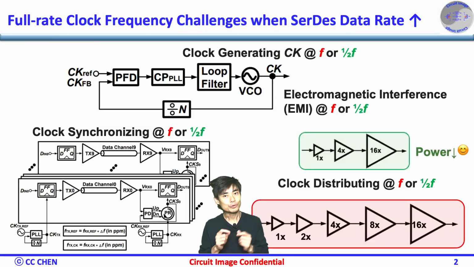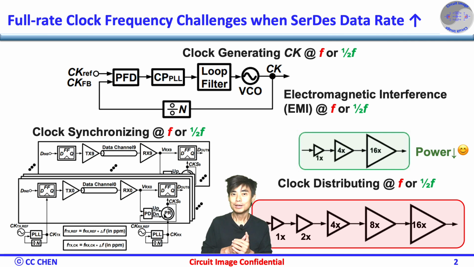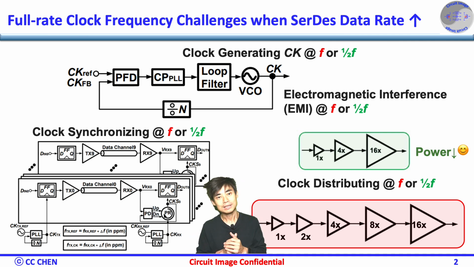First, before talking about the half-rate CDR, let's review a full-rate clock frequency challenge when the serial data rate keeps increasing to very high data rates. Generating and managing a clock that operates at the full data rate can be challenging. By using a clock at half the rate, the design can avoid some of the difficulties associated with generating, distributing, and synchronizing a high-frequency clock signal.